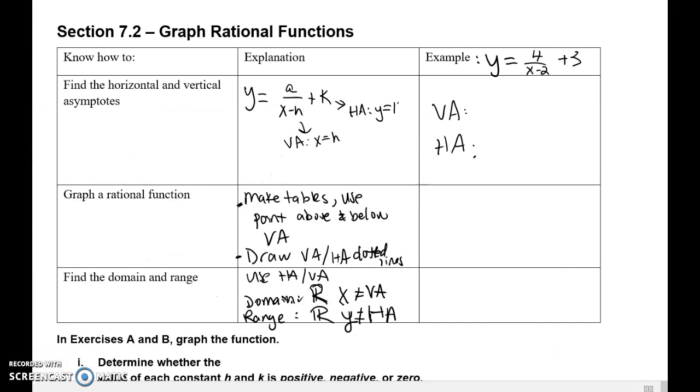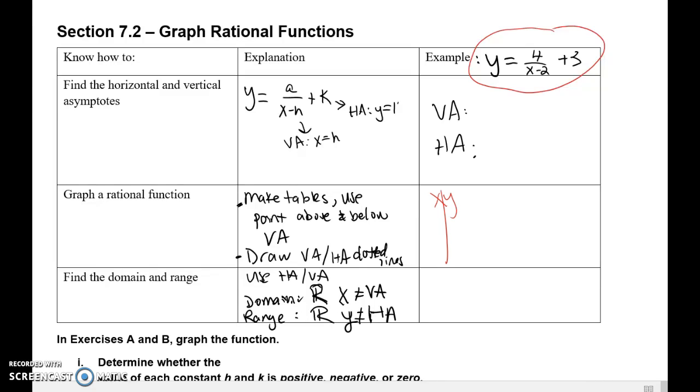Let's move to section 7.2, graphing. Please copy down the information first. Next, looking at the example above, tell me what the VA is, or the vertical asymptote. Next, tell me what the HA is, the horizontal asymptote.